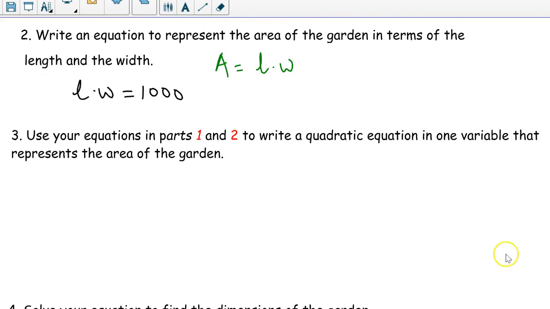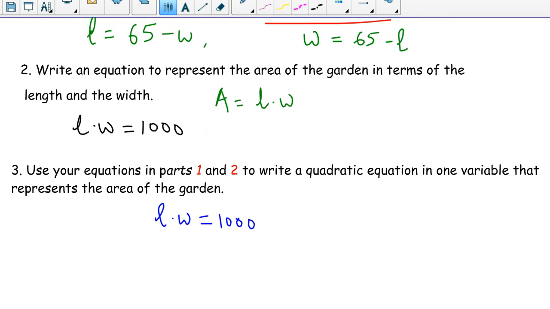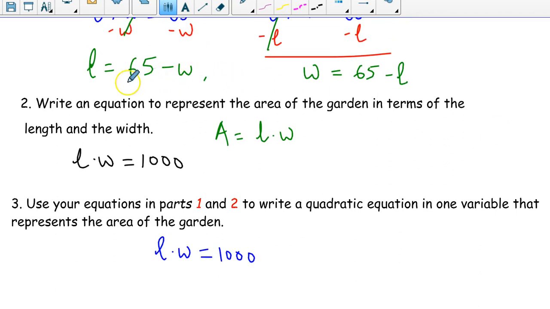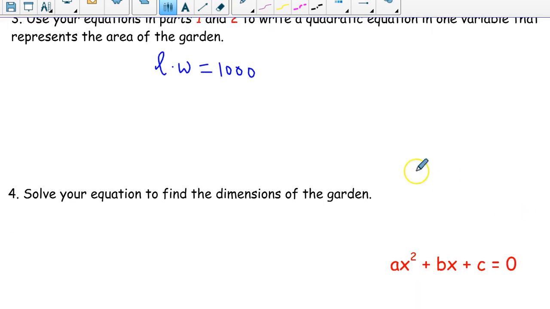Any one of those two you can use. So let me write this again. I have L times W, the length times the width, is equal to 1000. It's 1000 square yards. But the length is equal to, the formula for the length I have here, L is equal to 65 minus W. I'm making use of the first one.